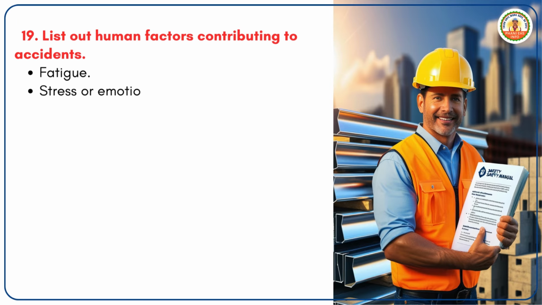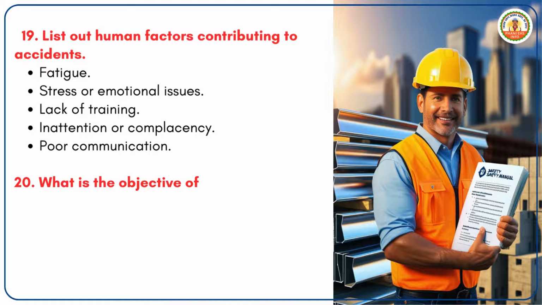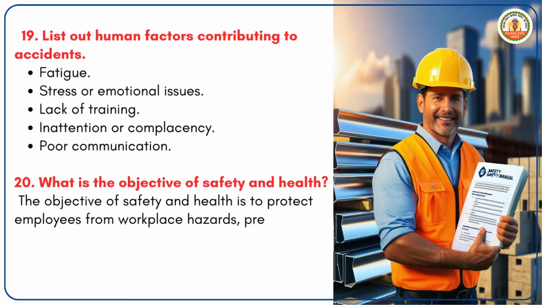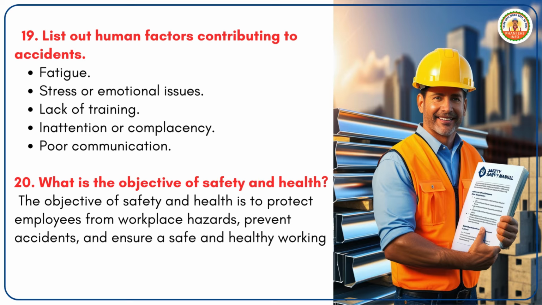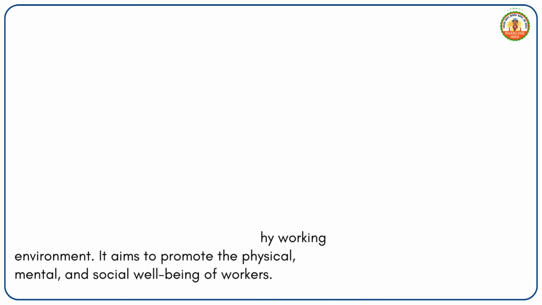Fatigue, stress or emotional issues, lack of training, inattention or complacency, poor communication. 20. What is the objective of safety and health? The objective of safety and health is to protect employees from workplace hazards, prevent accidents, and ensure a safe and healthy working environment. It aims to promote the physical, mental, and social well-being of workers.